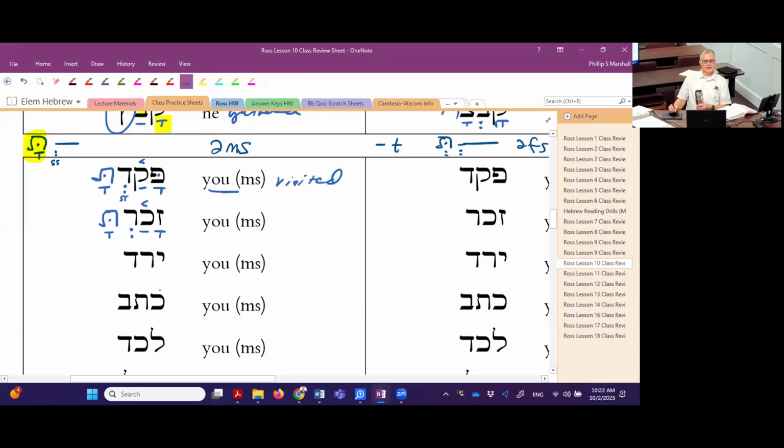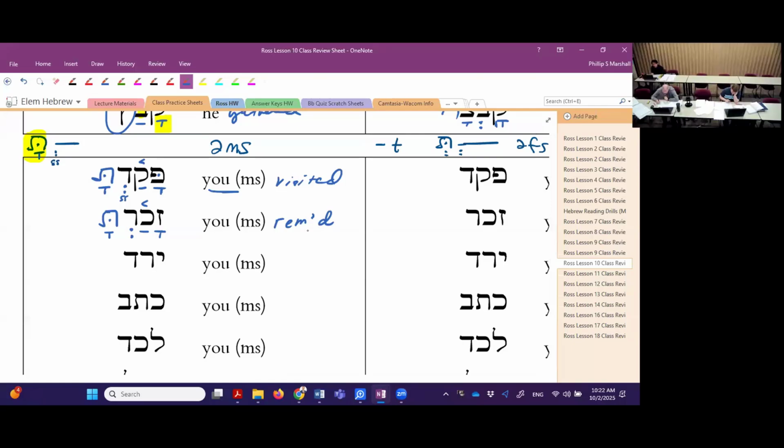So, do I need to add a dagesh lene? No. Do I need to add a metheg next to the qamets under root 1? No, because there's no vocal shva immediately after. Don't need that metheg. So, and Zakharta means you, man, what? Remember. That's right. Zakhar is to remember. Zakharta. So everybody, Zakharta.